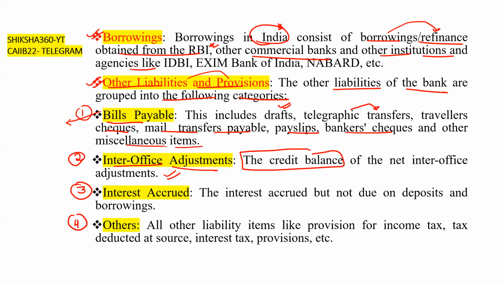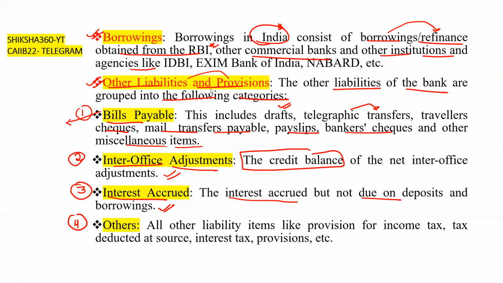Third one is the interest accrued. The interest accrued but not due on deposits and borrowings also comes under the other liabilities and provisions. We have calculated the interest, but we have to pay that interest after a specific period of time. That is known as the interest accrued.